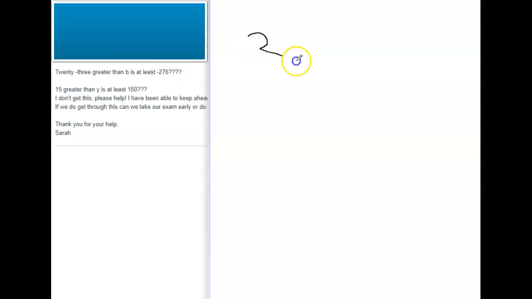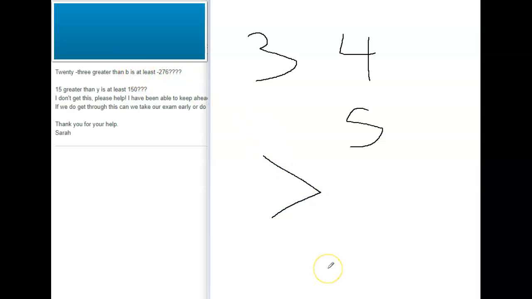So if you had at least three apples, you could have 3 apples or 4 apples or 3.5 apples or 5 apples. Anything 3 or greater is at least 3. So when you see those words "at least," you're going to use the greater than symbol. So for that first one, we have at least negative 276. So we're greater than negative 276.